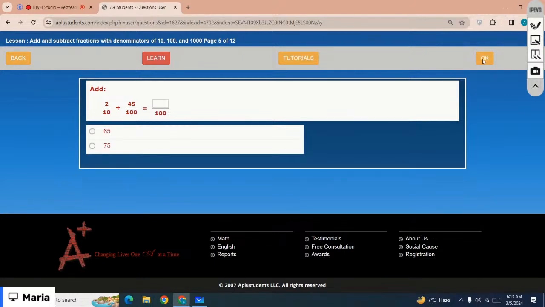2 over 10 plus 45 over 100, which is the correct option? Very good. The correct option is 65 over 100. Option number 1 is the correct option.